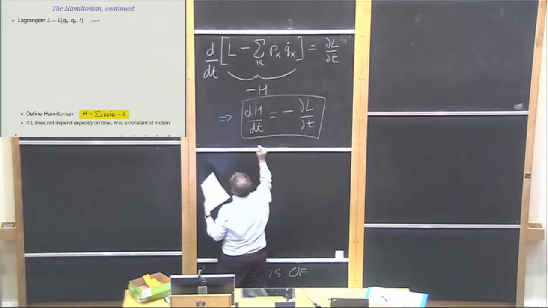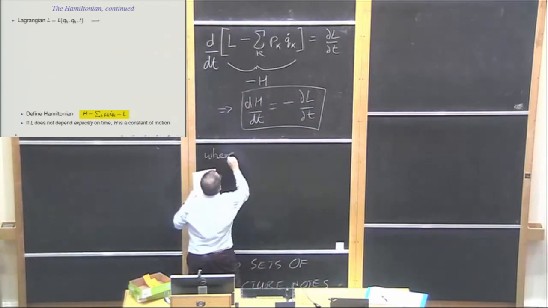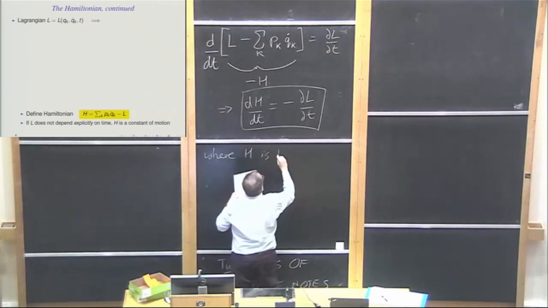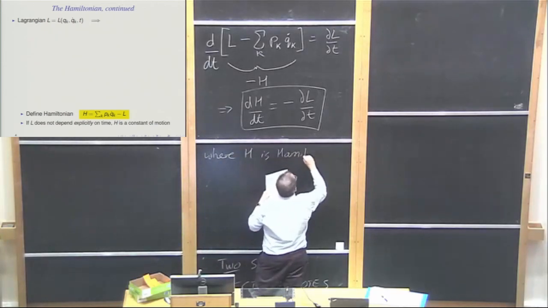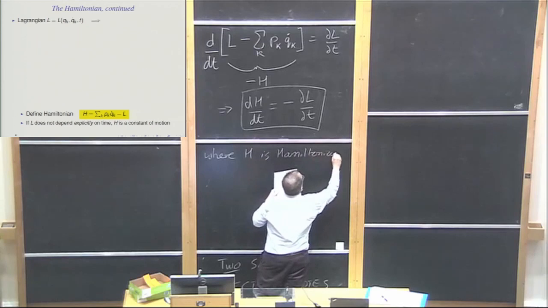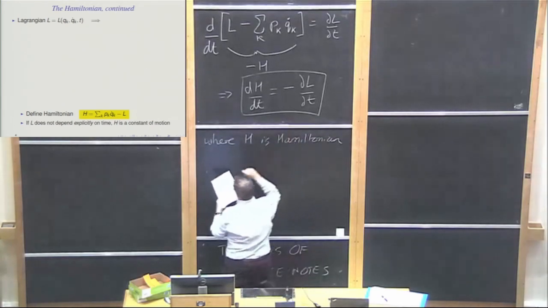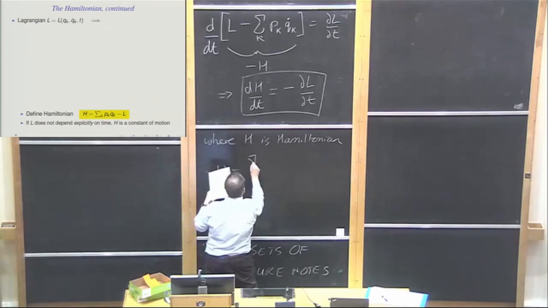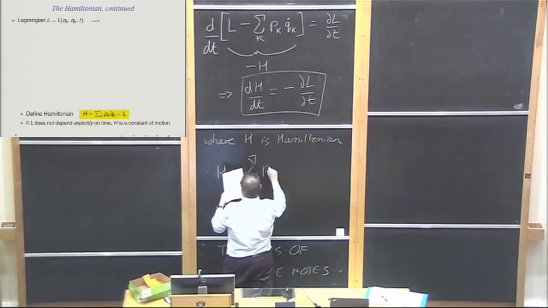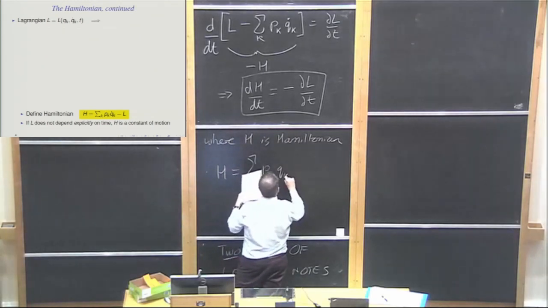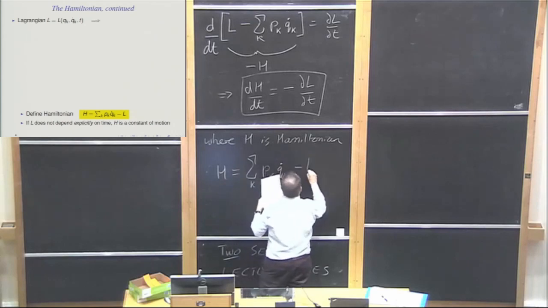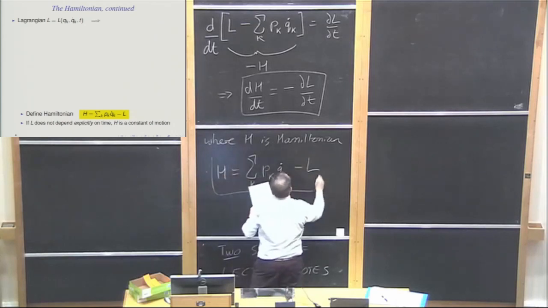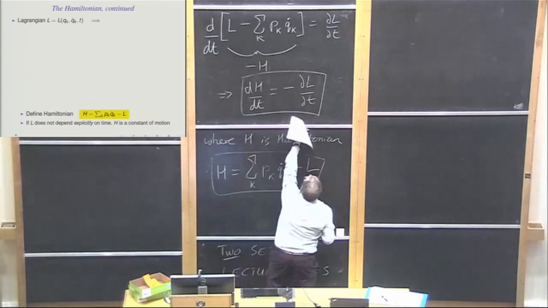where H is the Hamiltonian, and you can see what it is, but let me write it out without the minus sign: the sum of p_k q_k dot minus L.